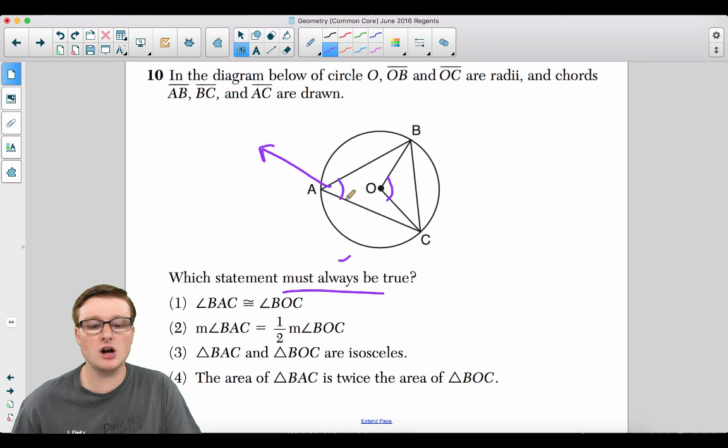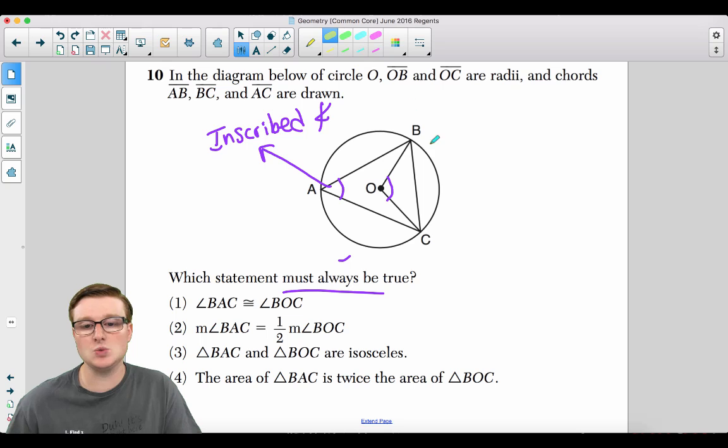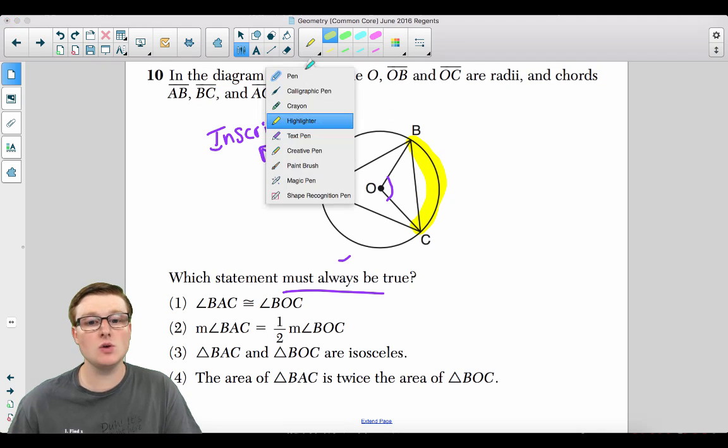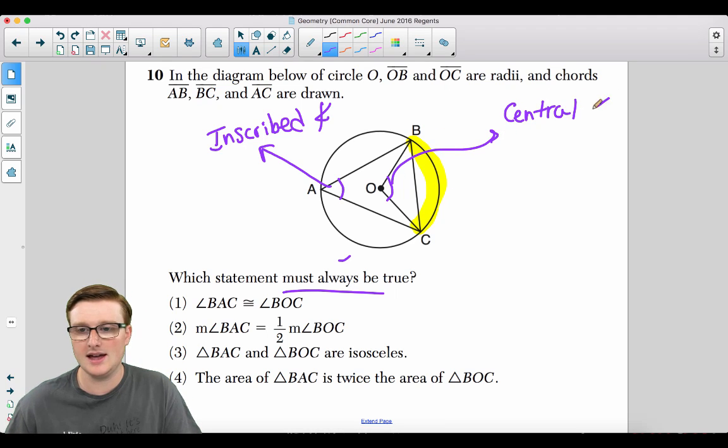Because the measure of angle BAC, this is an inscribed angle. Okay? And an inscribed angle, by definition, is 1/2 the arc it intercepts. In this case, it's intercepting arc BC. So this is an inscribed angle. It's 1/2 the yellow arc. This angle over here is a central angle. And a central angle is equal to the arc it intercepts. So therefore, these two angles cannot be congruent to each other.